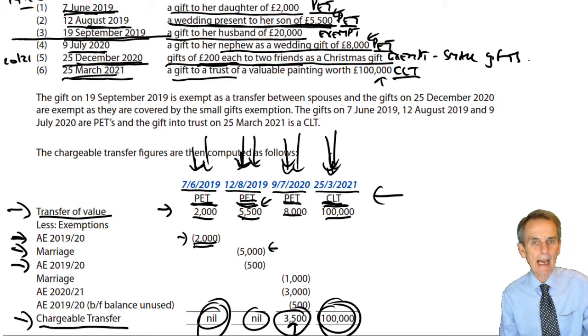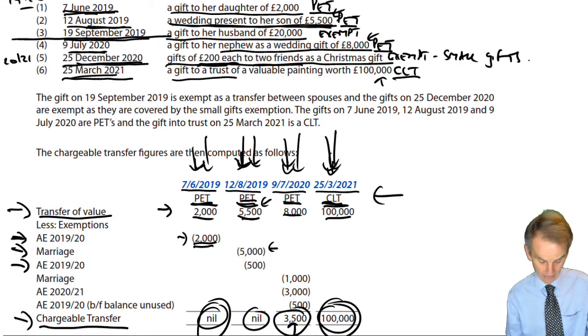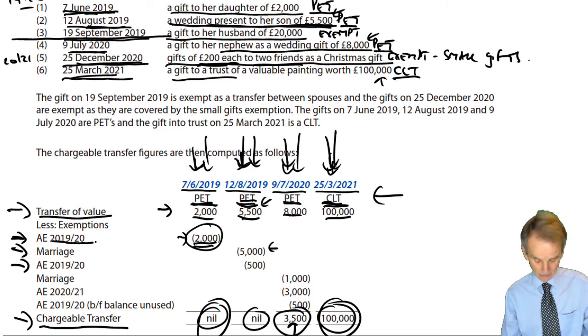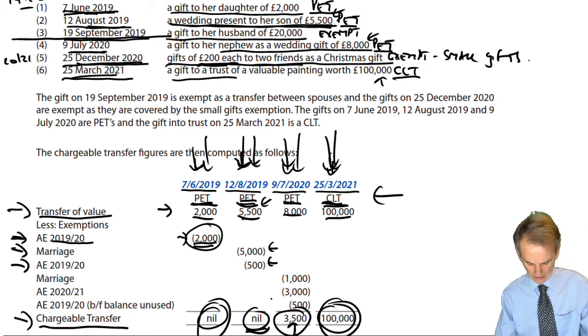Again, looking at do we have any unused annual exemption of the current tax year to begin with. And the answer to that is yes, we do. We have already used 2,000 of the 1920 tax year. That left 1,000 unused. We've only got a further 500 to apply there to again bring down that figure of transfer of value to a nil chargeable transfer figure.